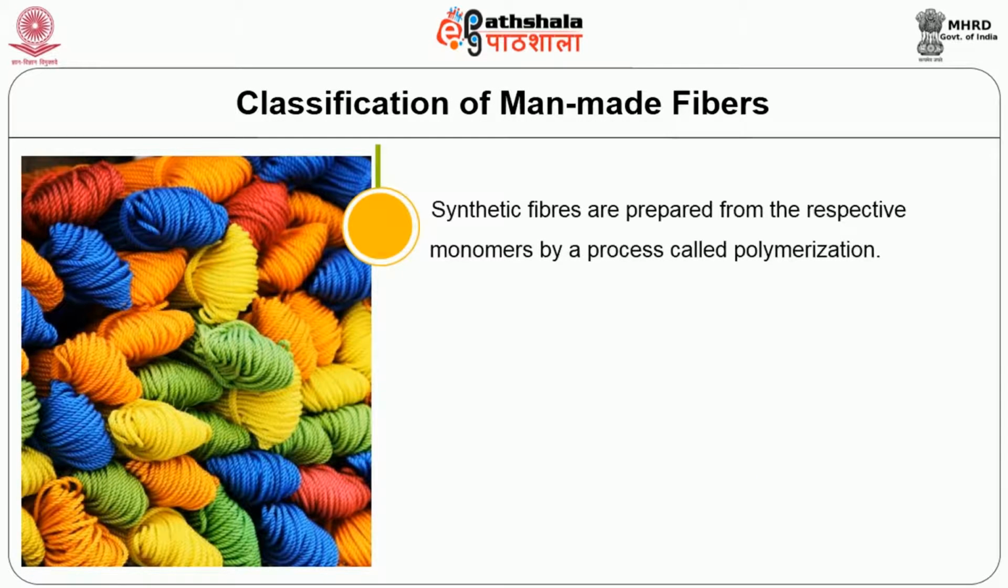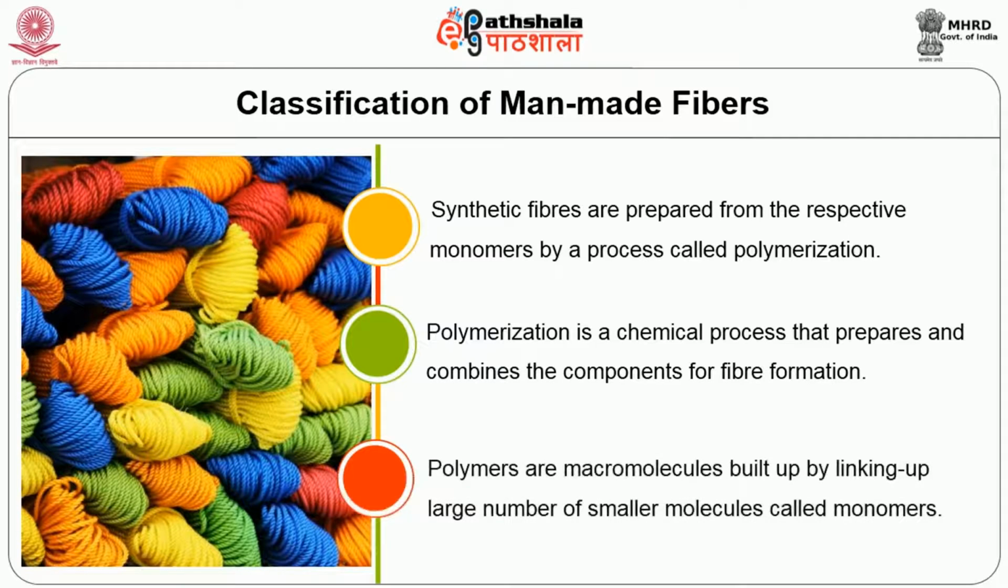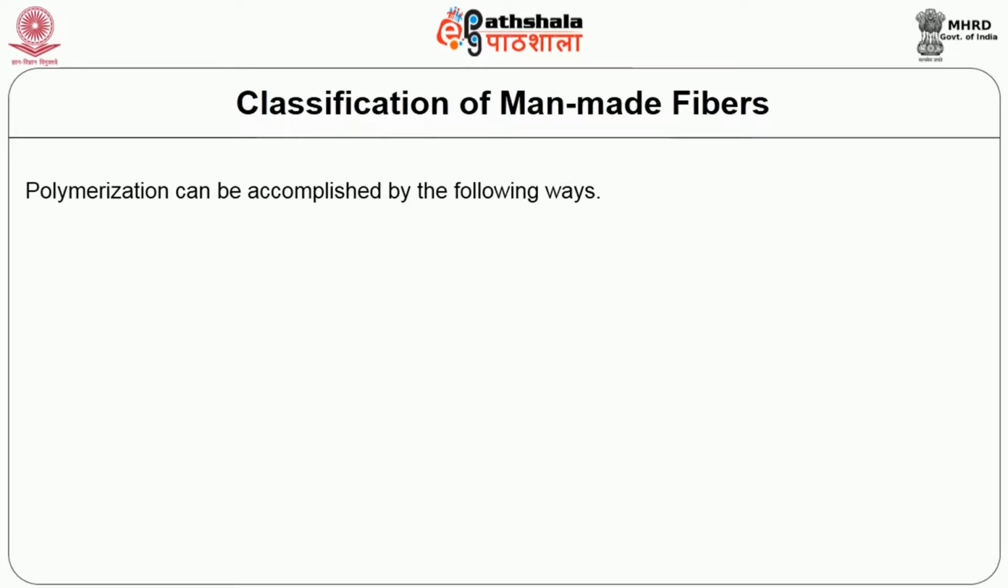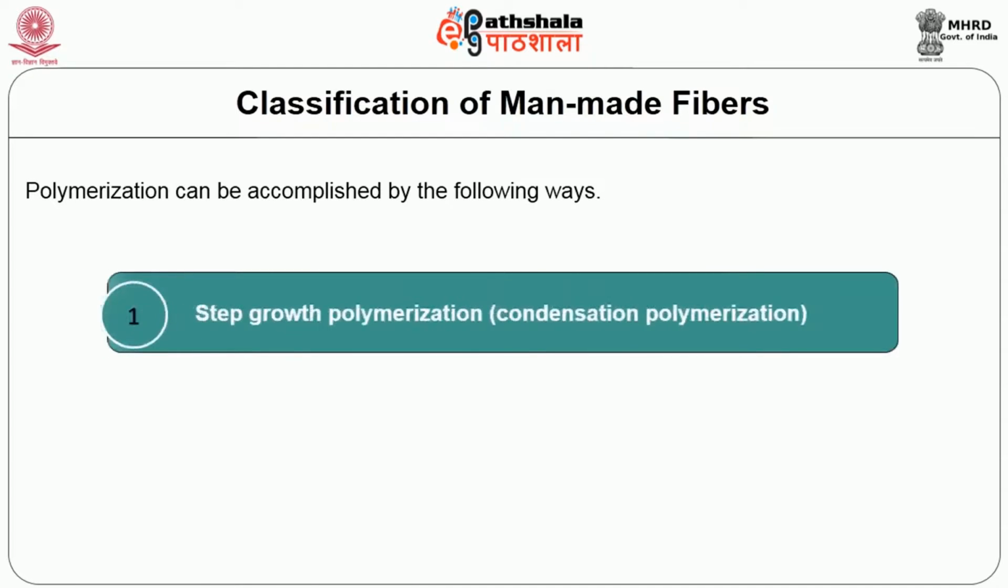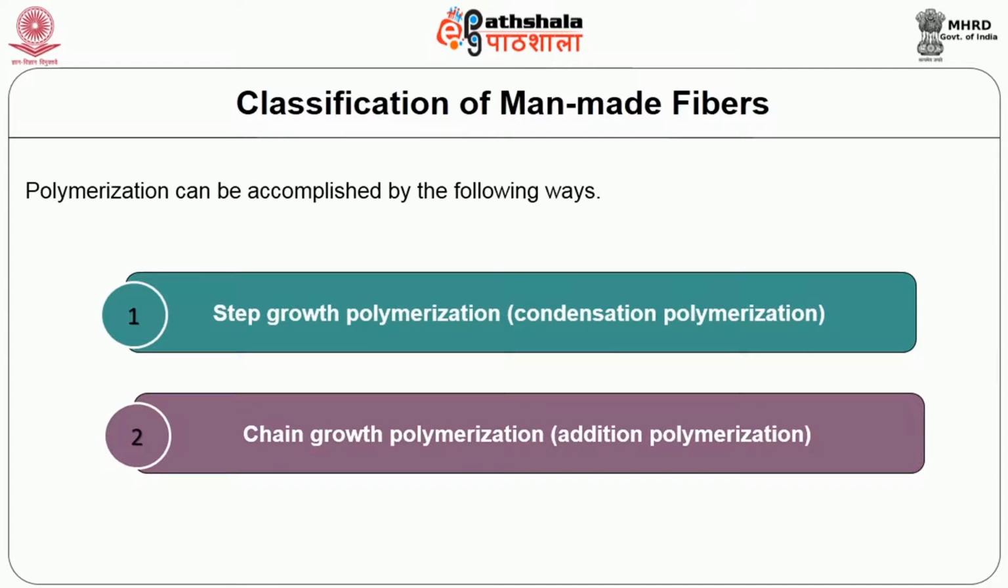Synthetic fibers are prepared from the respective monomers by the process called polymerization. Polymerization is a chemical process that prepares and combines the components of fiber-forming substances. Polymers are macromolecules built up by linking up large number of small molecules called monomers. Polymerization can be accomplished by the following ways. The first one is the step growth polymerization. It is also called the condensation polymerization. And the second technique is the chain growth polymerization, also called the addition polymerization.